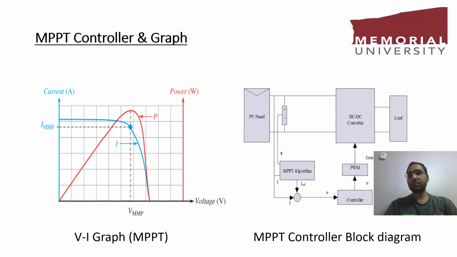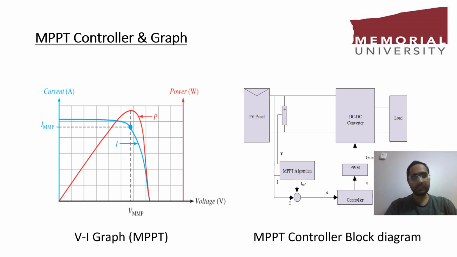Here we would be discussing the MPPT controller and its graph. The energy output of the PV cells is largely dependent on the location of the sun and the resultant direction of the sun rays. So any change in the location of the sun and the rays of the sun would have a direct consequence on the power produced by the PV cells.